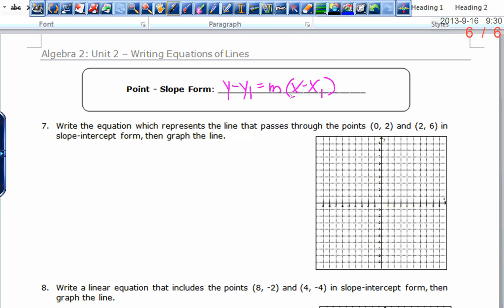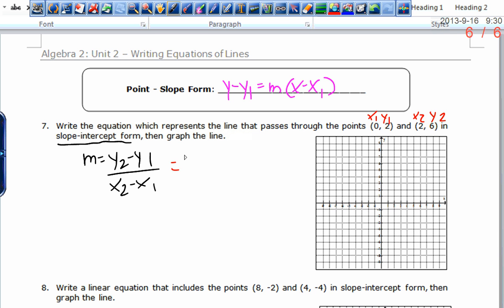For number 7, they just give us 2 points, and they say to write it in slope-intercept form. So we're going to have to use this to get to there. In other words, we got a couple of things we got to do first. The slope formula, when you are given 2 points, is y2 minus y1 over x2 minus x1. Now they give me 2 points. It doesn't matter which order I put it in, but I'm going to go ahead and write it right here. x1, y1, x2, y2.